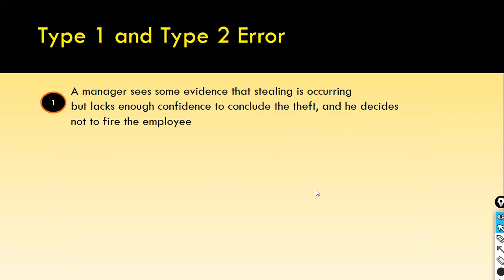When you are supposed to reject and you did not reject it, you made a type 2 error. So you failed to reject the false null hypothesis. In this case, the null hypothesis, the employee is not stealing, is a false null hypothesis. Hence, it is called your type 2 error.